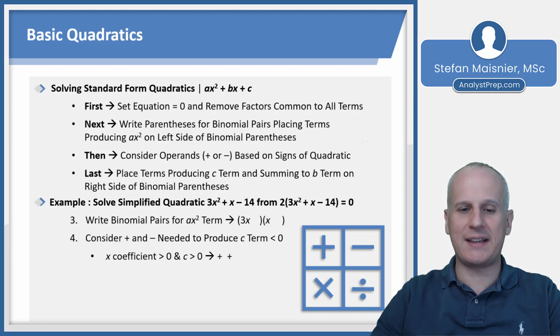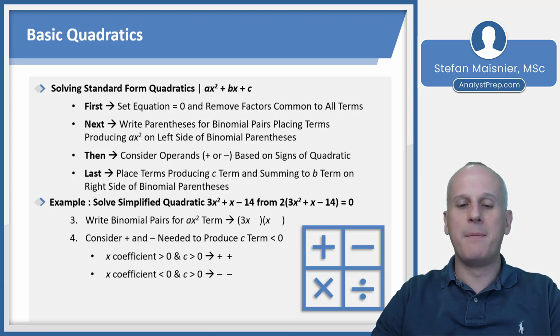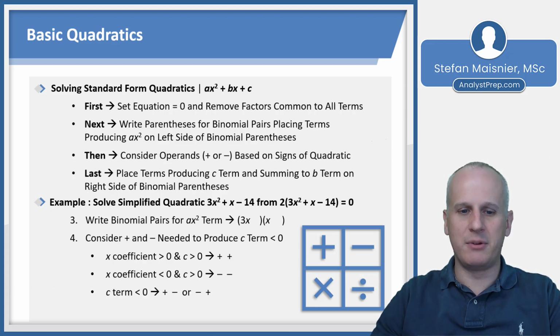So if we had an x coefficient that was positive and a c term that was positive, we'd have two pluses in our binomials, but that's not what we're going to have here. If you had an x term coefficient that was negative, but a c constant that was positive, you'd have to have a minus and a minus. But again, our constant is not positive, so this is not what we're going to have in this instance. But anytime your constant term, your number without a variable, is less than 0, you must have a positive and a negative in some order within your binomials.